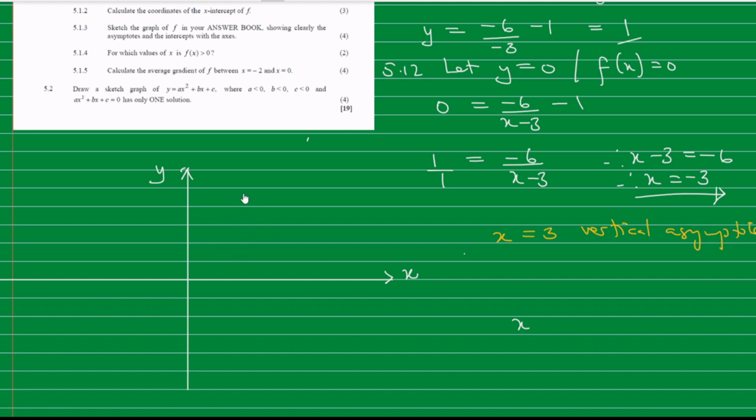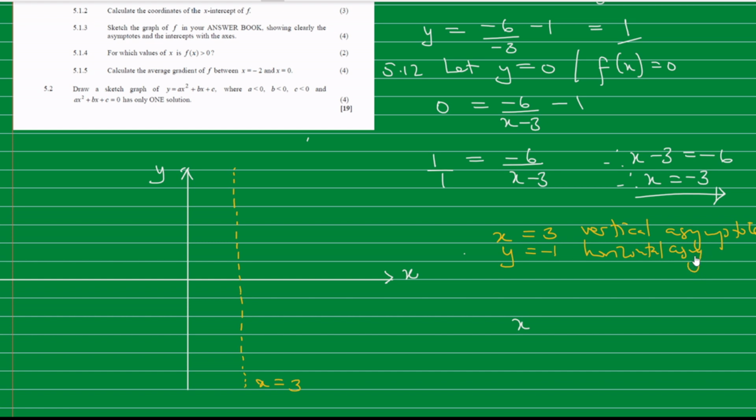So we will have to draw a vertical asymptote here. That is my 3. Draw it nicely with a ruler. I'm just using freehand here on the screen. Okay, so that is the line x is equal to 3. It's on the positive side of the x-axis. Where is my horizontal asymptote? The horizontal asymptote is negative 1. y is equal to negative 1 is the horizontal asymptote.